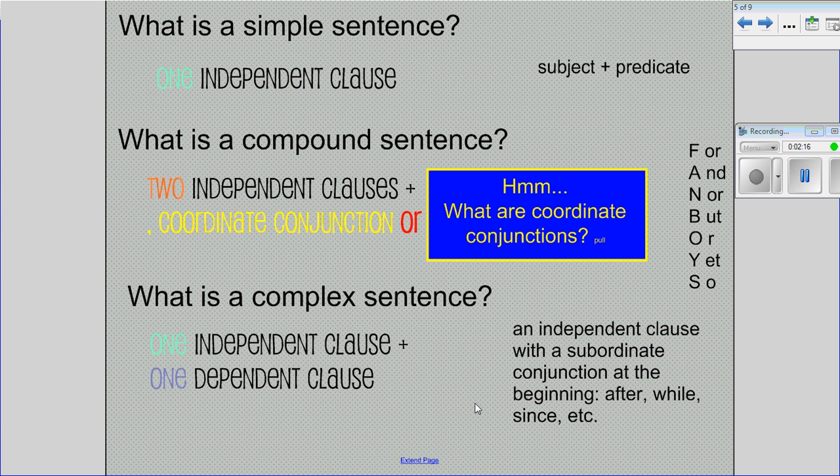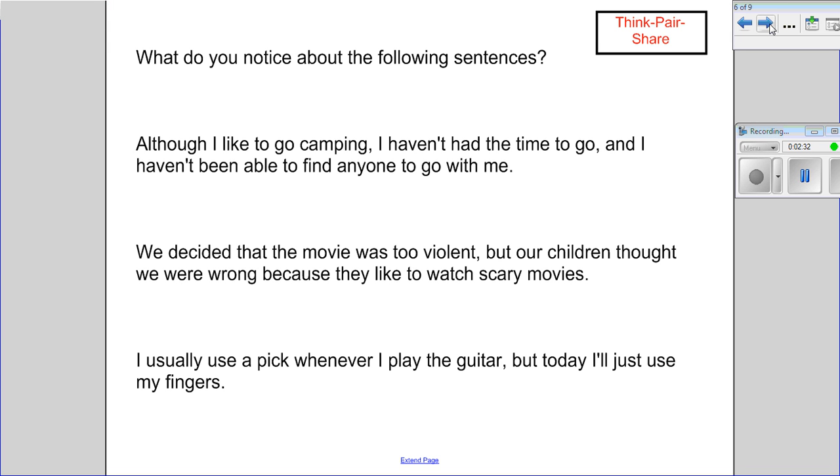So we now have done a lot of talking this year about these three types of sentences: the simple sentence, the compound sentence, and the complex sentence. What I'd like for you to do is turn to the next page in your notebook, and we're going to take a second and look at these three sentences. I'd like you to spend probably about a minute, so go ahead and look at the clock. I'd like for you to try to figure out, what do you notice about these sentences? What do you see that's similar, and how does it compare to what we've already learned this year? When you think you've figured it out, go ahead and start the video again.